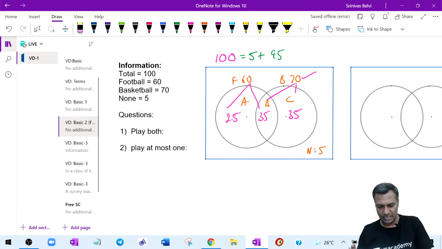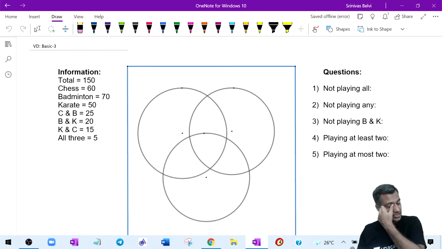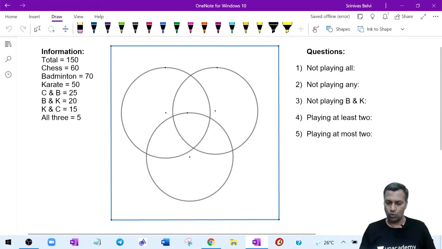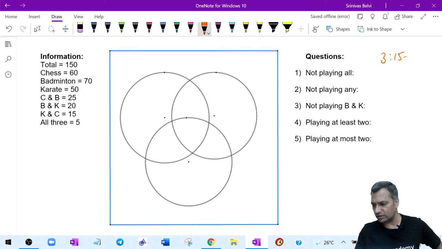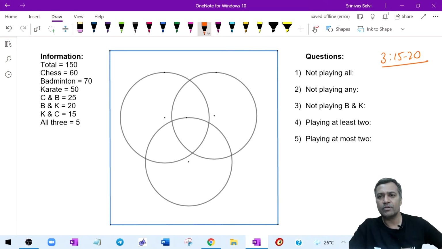Okay. One more basic part I will do. One more basic part, and after that we will get into one real application and we will close. We will take one CAT type. The lecture may go on till about 3:15 or 3:20. Will that be fine? It may be a little longer lecture.